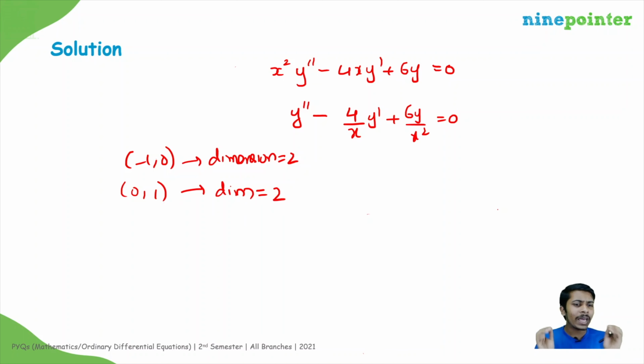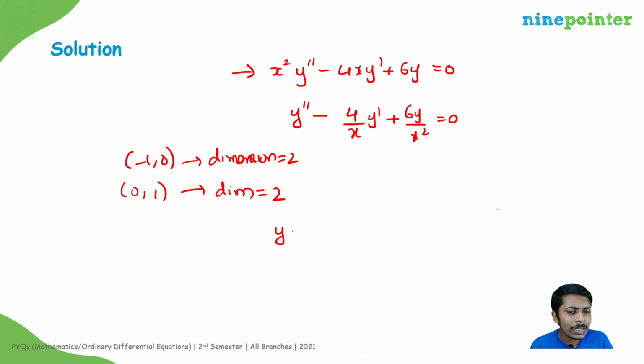So for that, first of all, let's try to solve this differential equation. Just consider this part. This kind of differential equation has a special name. What is that special name? It's a Cauchy Euler equation. It's a Cauchy Euler differential equation.